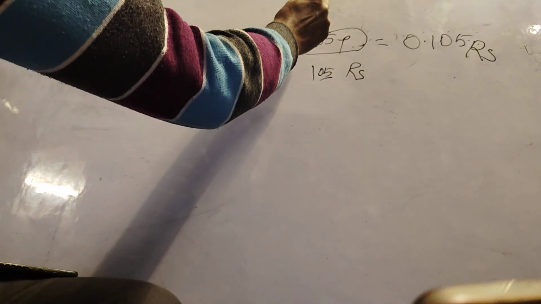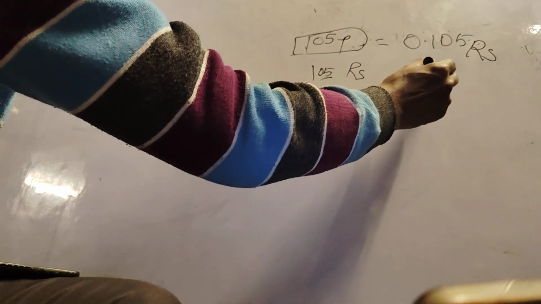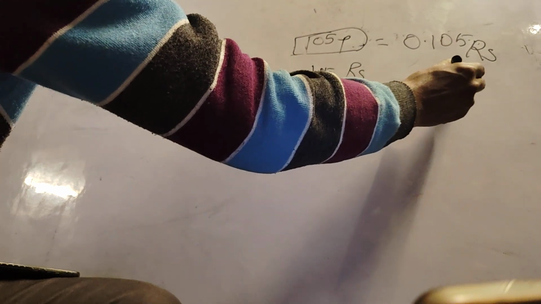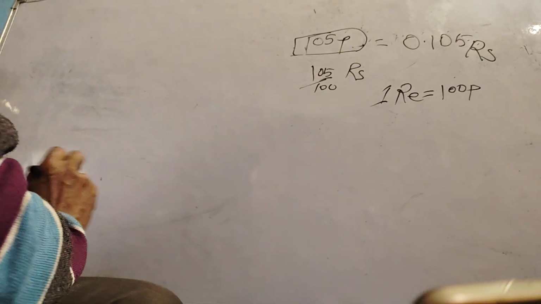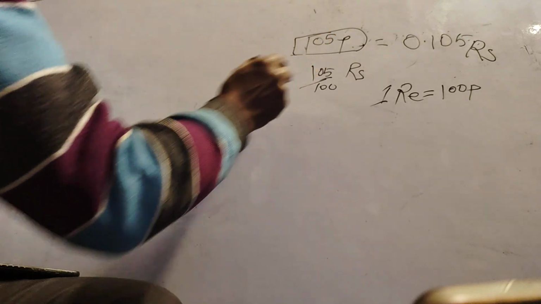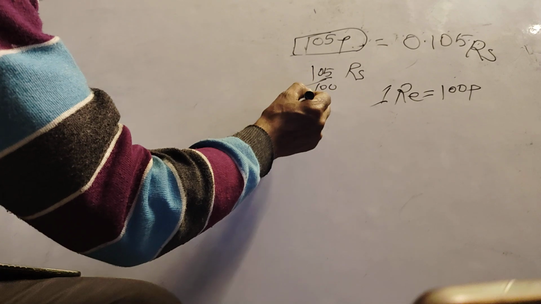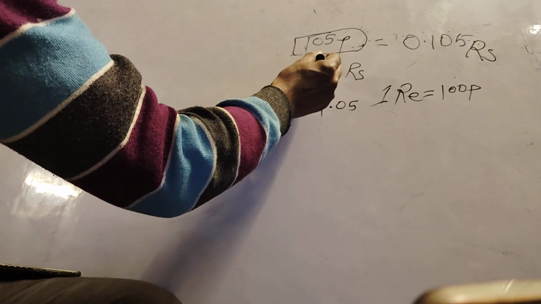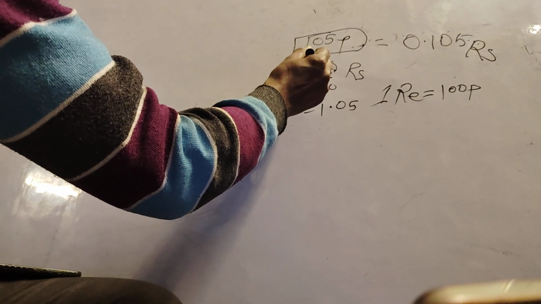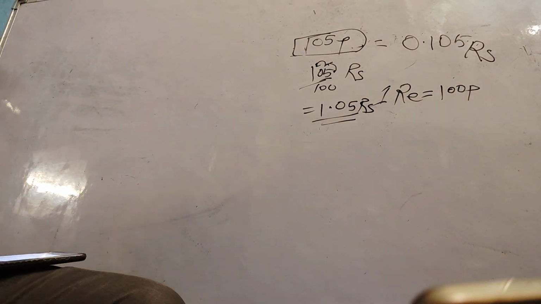We know that 1 rupee is equal to 100 paisa. So here we divide only by 100 to convert into rupees. 105 paisa convert into rupees, we divide by 100. So 100 is 2 zeros, so it puts 2 decimals. Starting from here, we count 2 decimals. So 1.05 rupees will come as our answer.